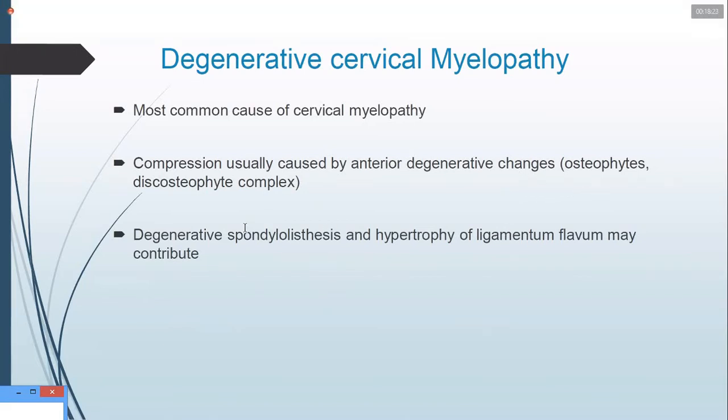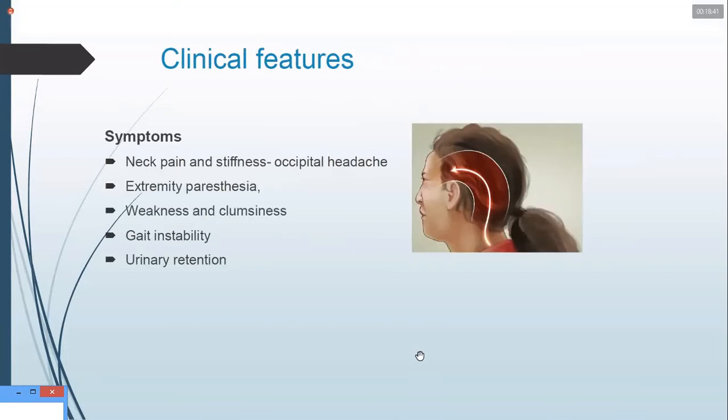changes, these osteophytes and disco-osteophyte complex, basically from the anterior side, and degenerative spondylolisthesis, where there might be slippage of one vertebral body over the other, and hypertrophy of the ligamentum flavum may contribute. So how does myelopathy present?